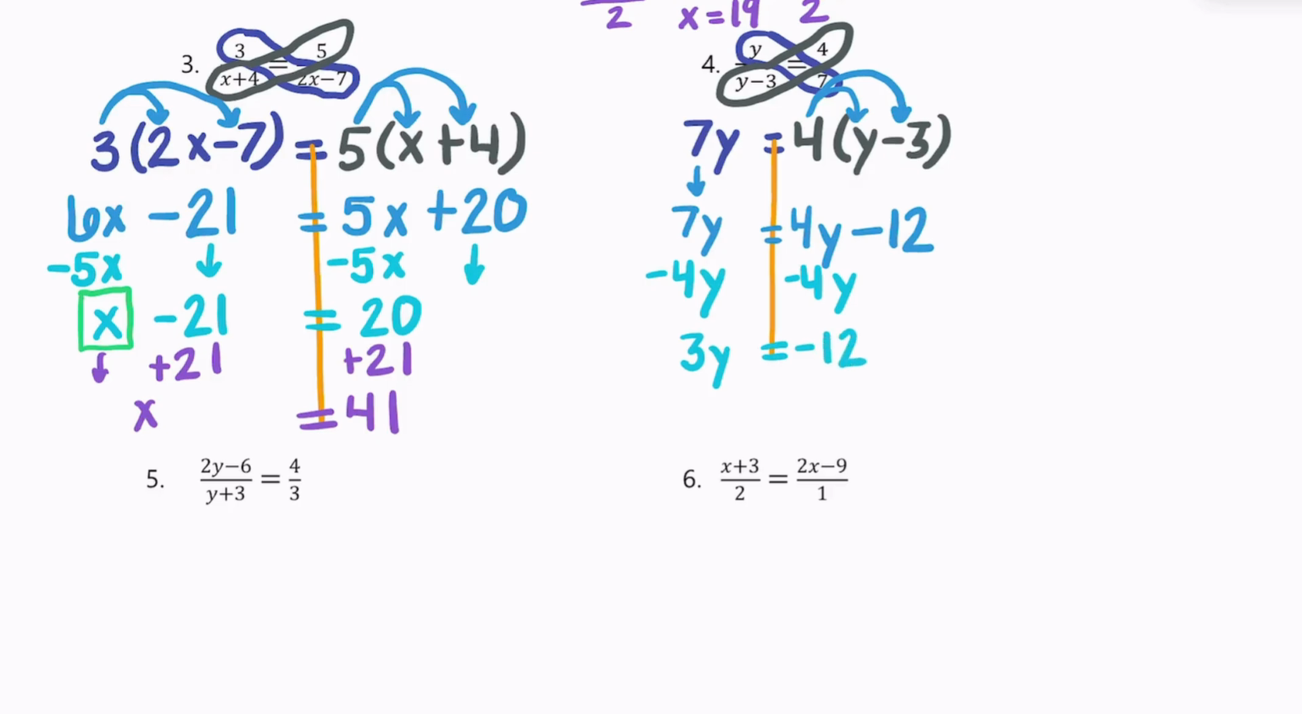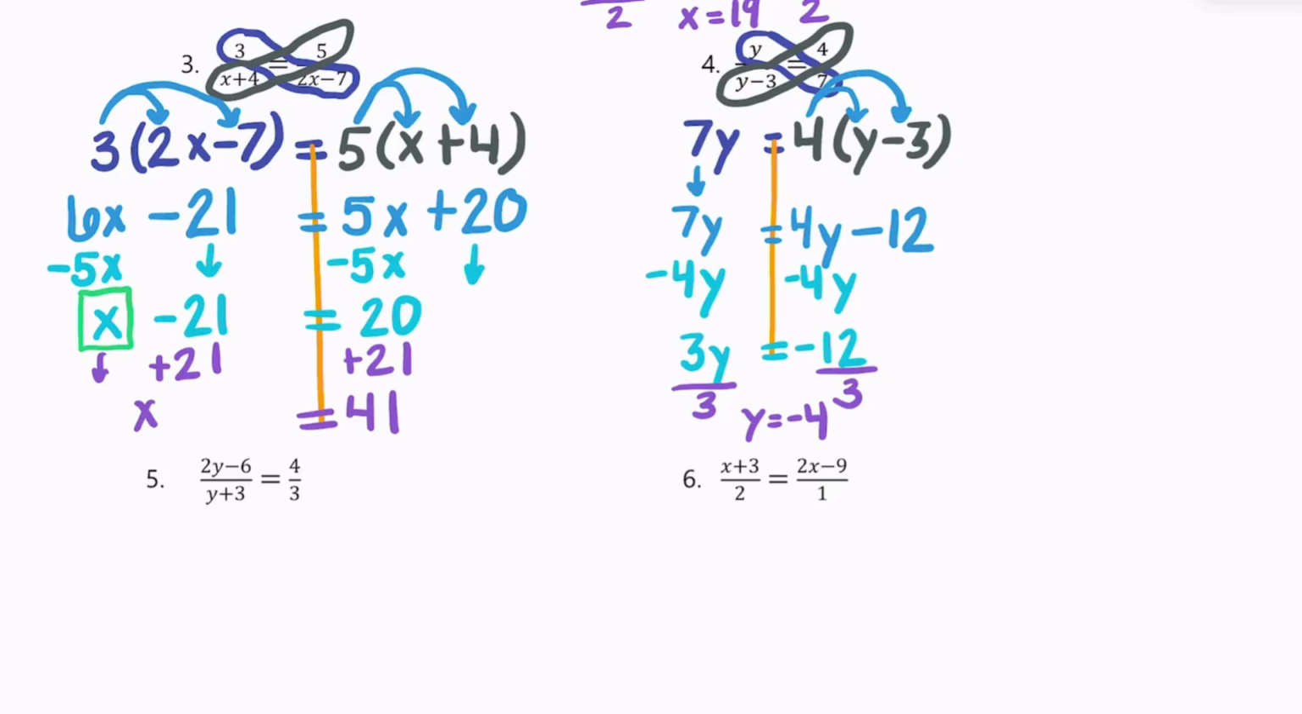And then from there, we need to get the y by itself, just one step. It says 3 times y, so we're going to divide both sides by 3. Which will leave us with y equals negative 4 because we're doing negative 12 divided by positive 3.